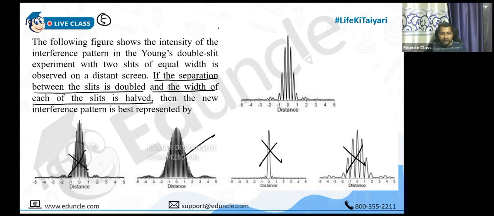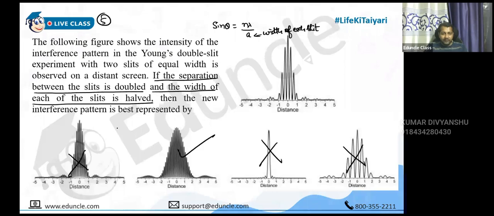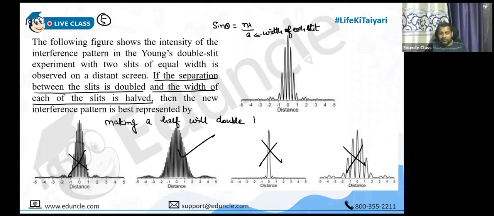Okay, because sin theta is n lambda by a. We have just discussed that a is the width of each slit. If this is halved, this will become double, and hence the width of the diffraction maxima will become double. So halving a will double the width of the diffraction maxima. Is it clear or not? No response from anyone. Am I audible? Yes, sir. Okay.